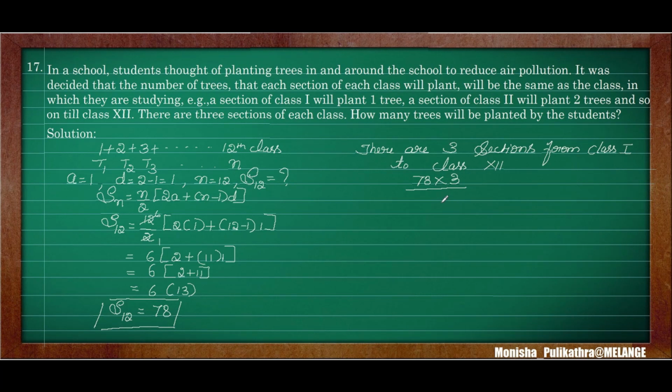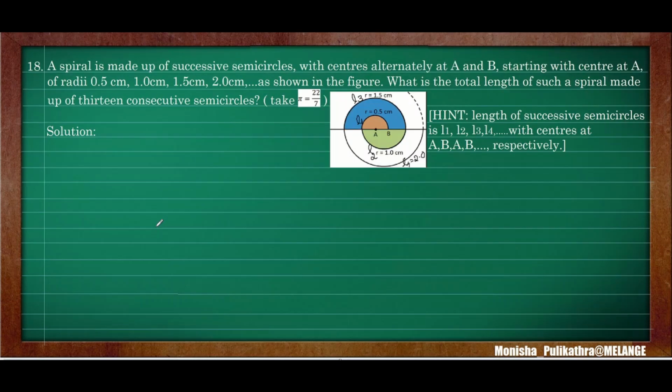Okay, so 3 8s are 24, 3 7s are 21, so 234. So the total number of trees is equal to 234. So S12 is equal to 234. So these are the total number of plants planted by students from class 1 to class 12.